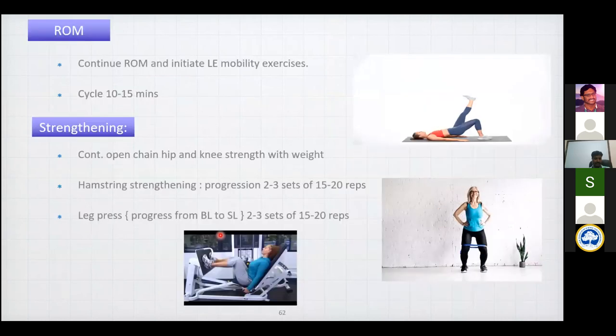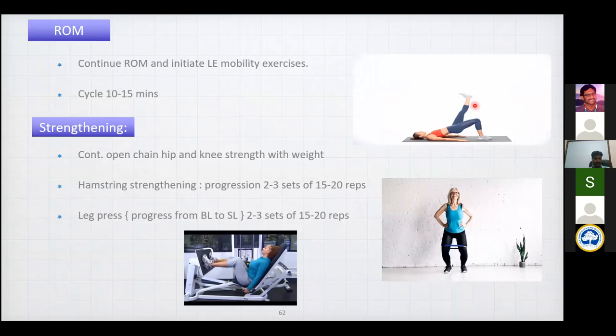So, leg press, improving the quadriceps, progressing from single leg to bilateral. So this is glutes again, single leg, bridging. Again, same, firing the glutes, firing the core.